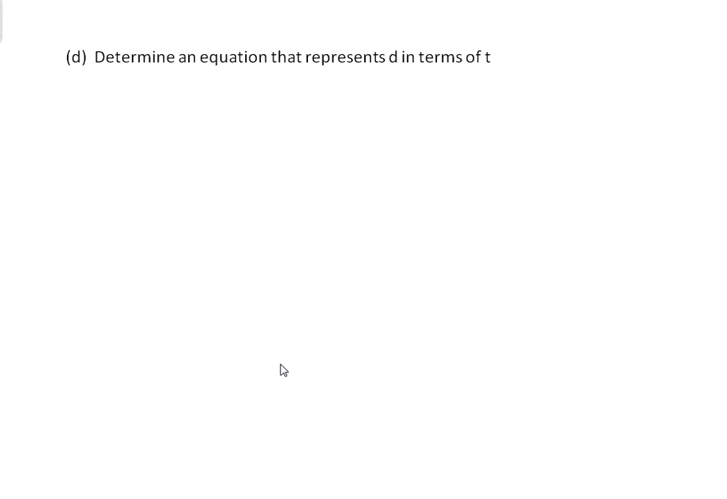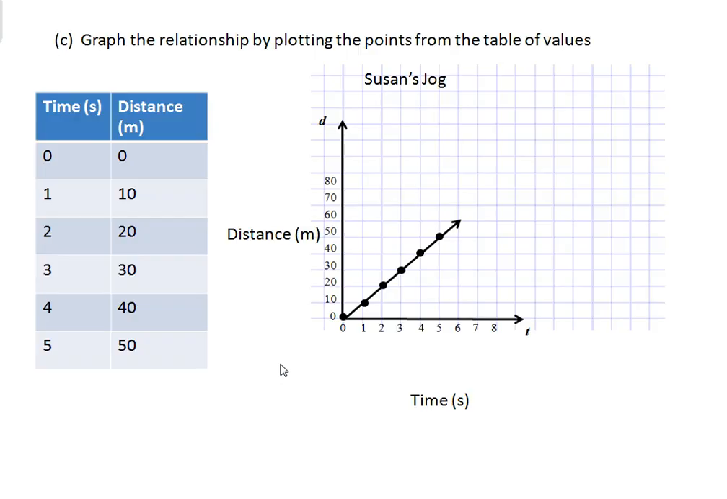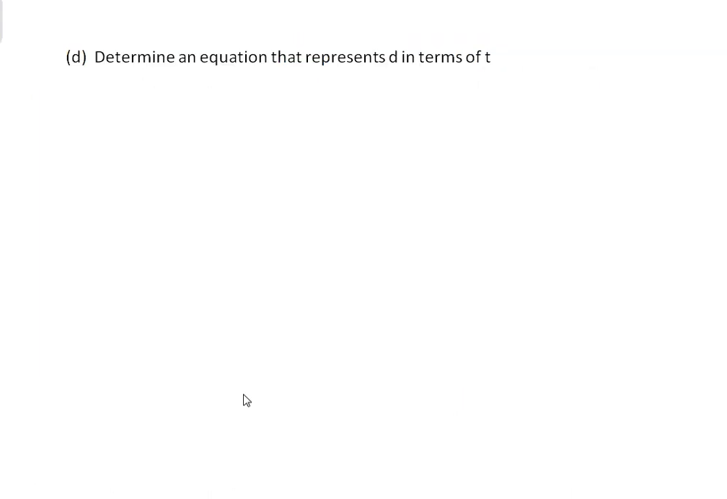Part D, determine an equation that represents D in terms of t. We've already spoken about this a bit in words, and let's just go back to the graph. We notice that distance is a multiple of time. More importantly, distance is equal to 10 times time in this case. So the distance is equal to the slope, 10, times the unit of time that Susan has run.